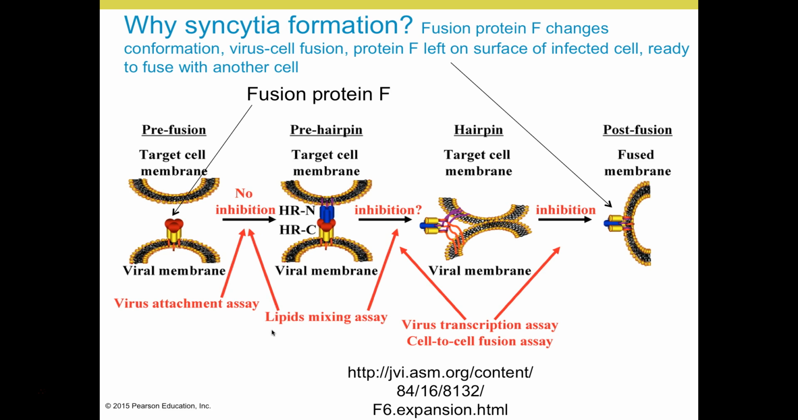How do they actually get into your cells? Well, they form like a hairpin structure. As you can see here, you have two proteins that are right here, and it goes and connects between the two membranes, the viral membrane and the host membrane. And once they are connected together, they fuse together and the virus gets in.